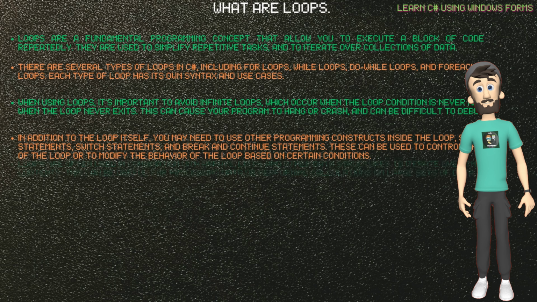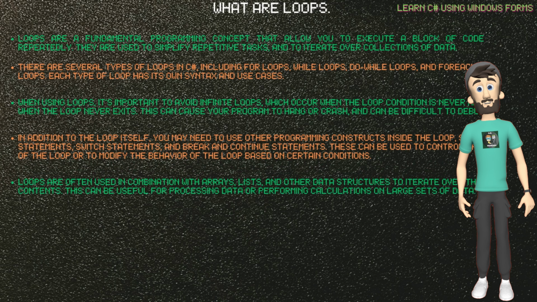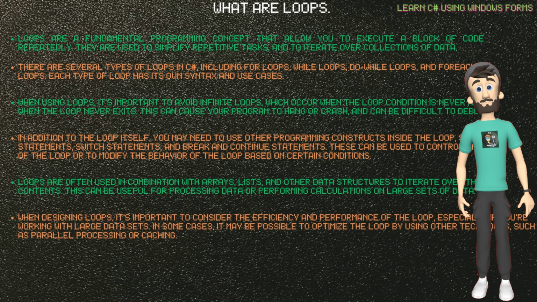Loops are often used in combination with arrays, lists, and other data structures to iterate over their contents. This can be useful for processing data or performing calculations on large sets of data. When designing loops, it's important to consider the efficiency and performance of the loop, especially if you're working with large data sets. In some cases, it may be possible to optimize the loop by using other techniques, such as parallel processing or caching.